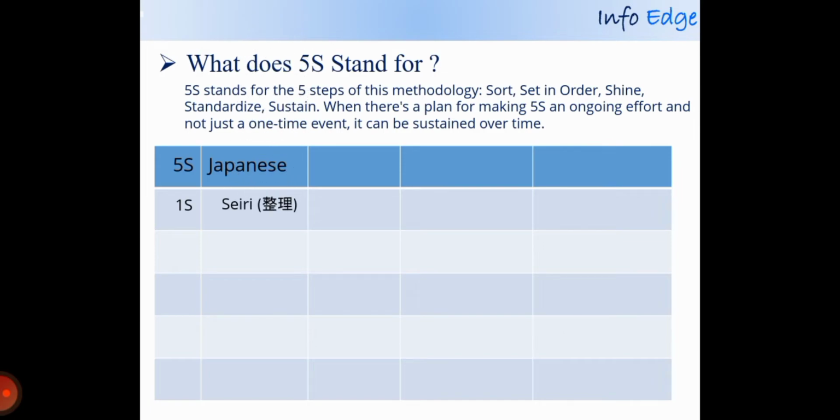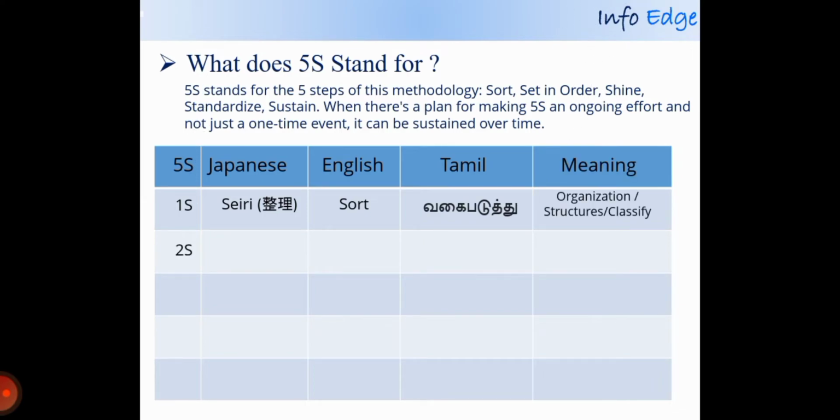So let's see the meaning and the Japanese names translated to English. The first S is Seiri. Translated into English, that is sort. In Tamil, it is Vagaipaduthu. The meaning is that we have to organize the wanted and unwanted items available in the workplace.